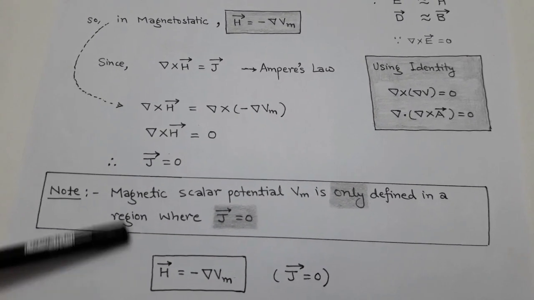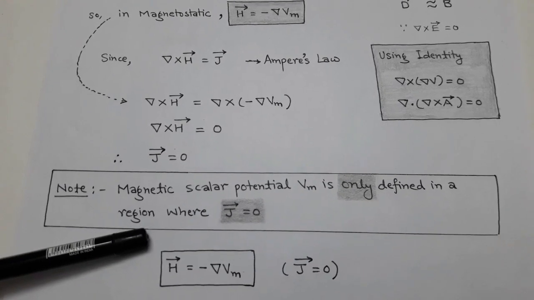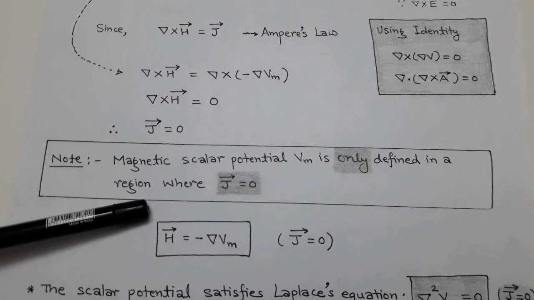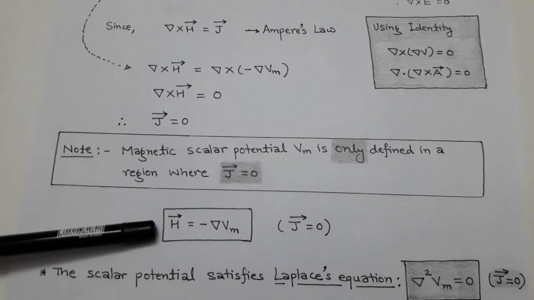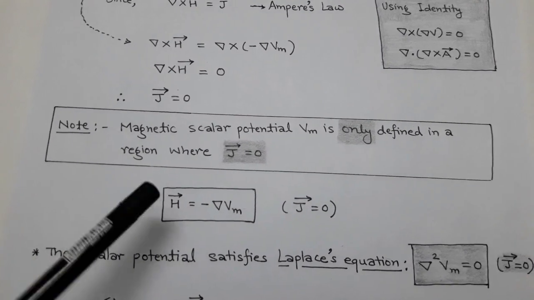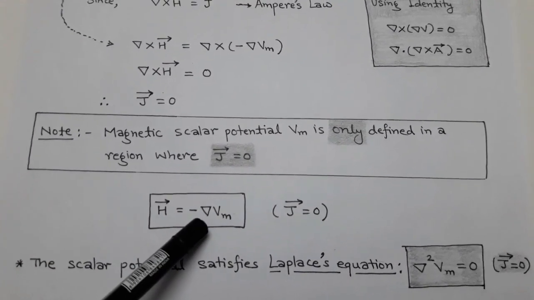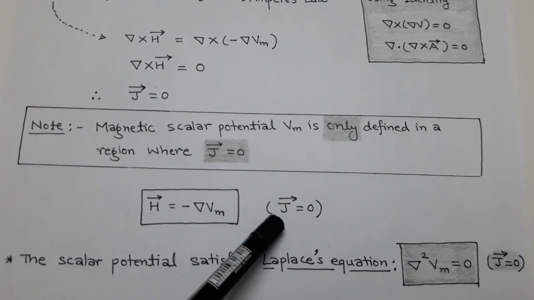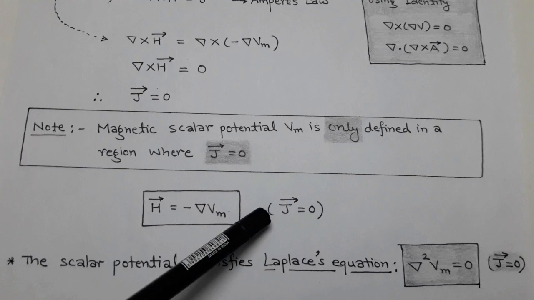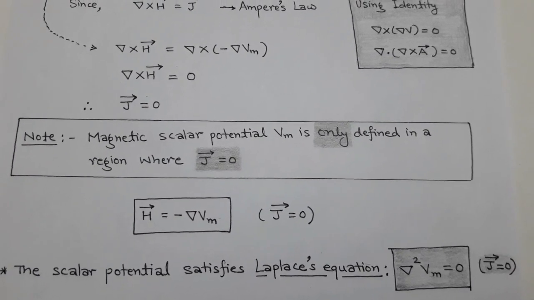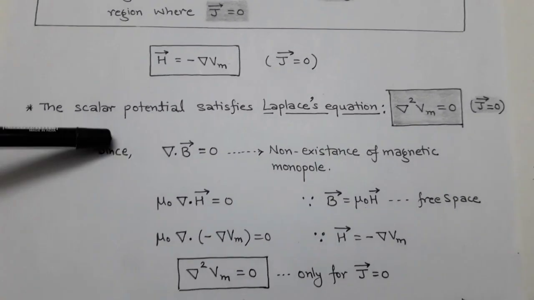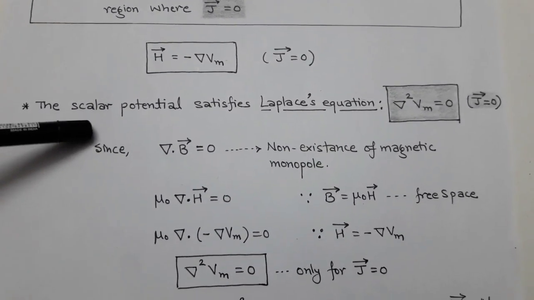So here we conclude that the magnetic field intensity H vector has a relation with the scalar magnetic potential V suffix M, H vector equals minus gradient of Vm. This is possible only when the current density is equal to 0. Now, the next point to be noted: the scalar potential is V suffix M.